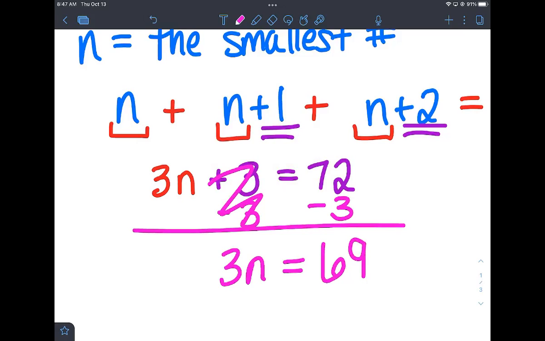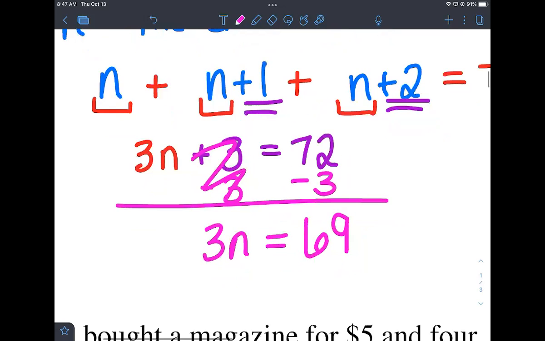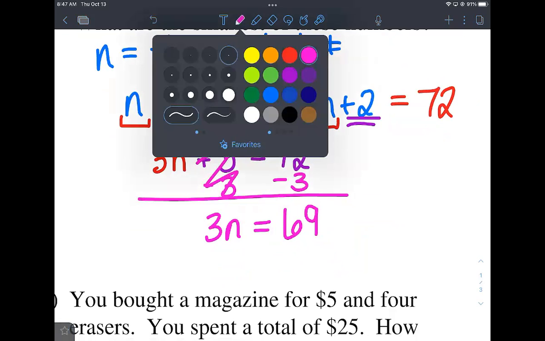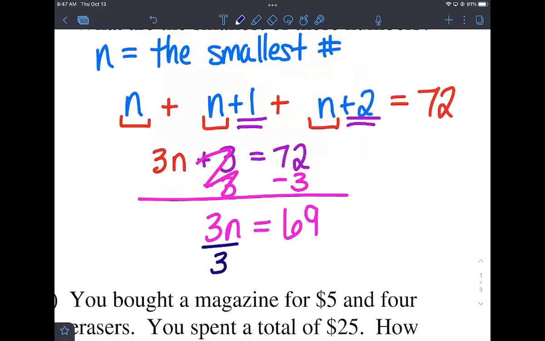And then now we have to get rid of the 3 that's in front of the n. Logan, what's that 3 in front of the n doing to the n? And the opposite of multiplying? Dividing. Thank you. So we're going to divide by 3, divide by 3. And I bet you could go off to the side to do that, but we don't need to.